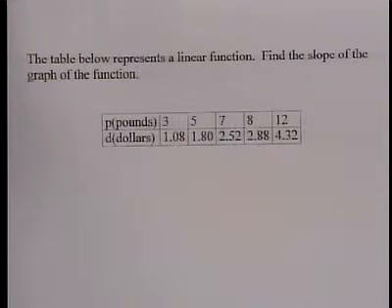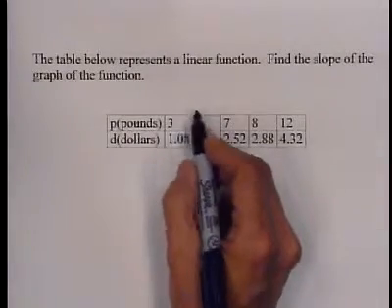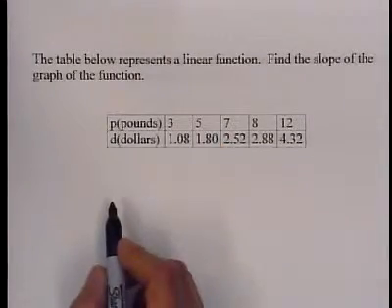The table below represents a linear function. We're told it's linear this time. We want to find the slope of the graph of the function. Well, the slope, just like the rate of change, is the change in the dependent variable divided by the change in the independent variable.